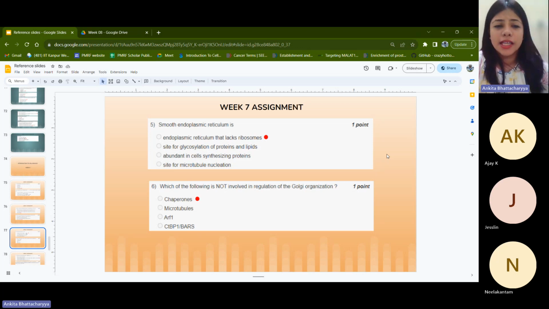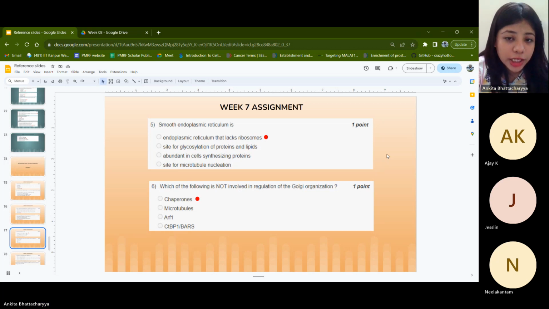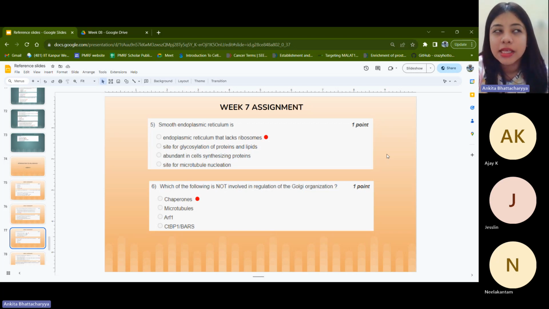So the SER is which of the following? Is it just the endoplasmic reticulum that lacks ribosomes? Is it the site for glycosylation of proteins and lipids? No. Is it abundant in cells synthesizing proteins?